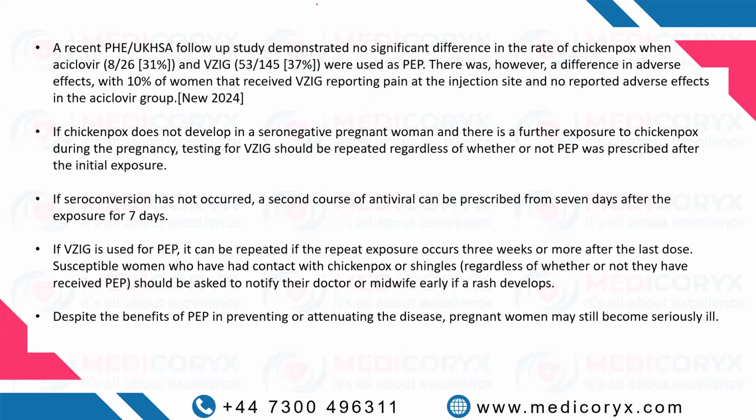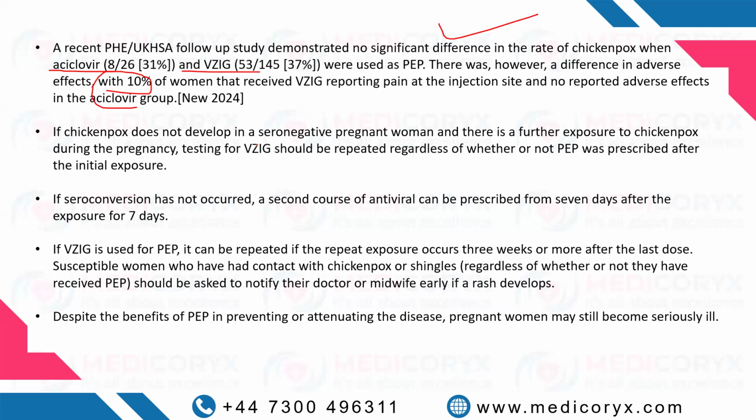Then, a recent PHE UK HSA follow-up study demonstrated no significant difference in the rate of chickenpox when acyclovir and VZIG were used as PEP. There was, however, a difference in adverse effects: 10% of the women that received VZIG reported pain at the injection site and there was no reported adverse effect in the acyclovir group. Because most of the time, acyclovir is oral and VZIG is going to be either intramuscular or intravenous, so there can be pain at the injection site. That is quite understandable.